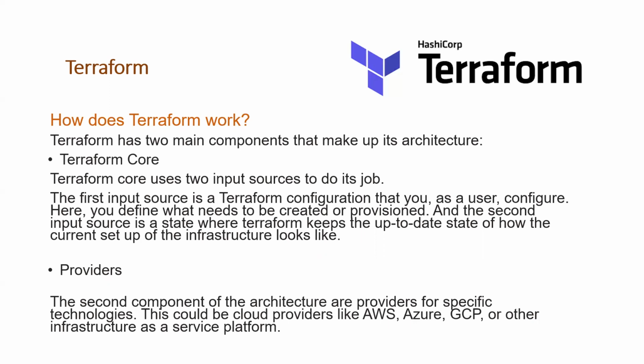The second part is providers. We talked about providers as well. The second component of the architecture is providers for a specific technology. This could be cloud providers like AWS, Azure, GCP, or another infrastructure as a service platform. With the help of providers, you will be able to download all the required resources from the internet using the Terraform init command, and you can use them further with your configuration files.